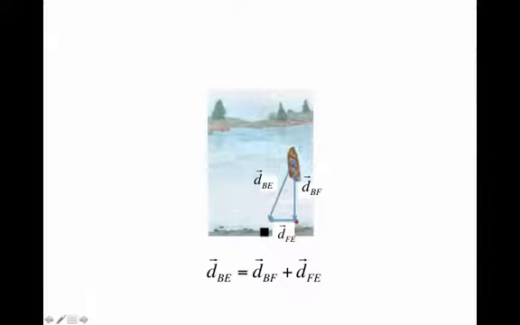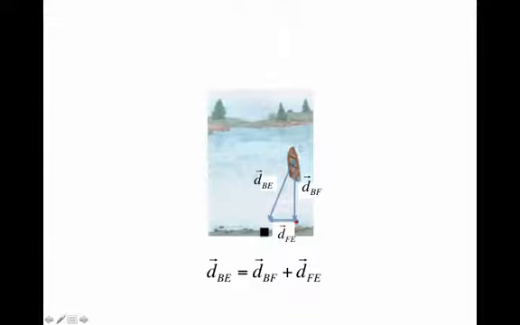Now let's say that this all happened during 1 minute of time. So the float moved to the right by 3 meters and it moved upwards by 4 meters in 1 minute, and so overall the boat is 5 meters away from the starting point after a minute.